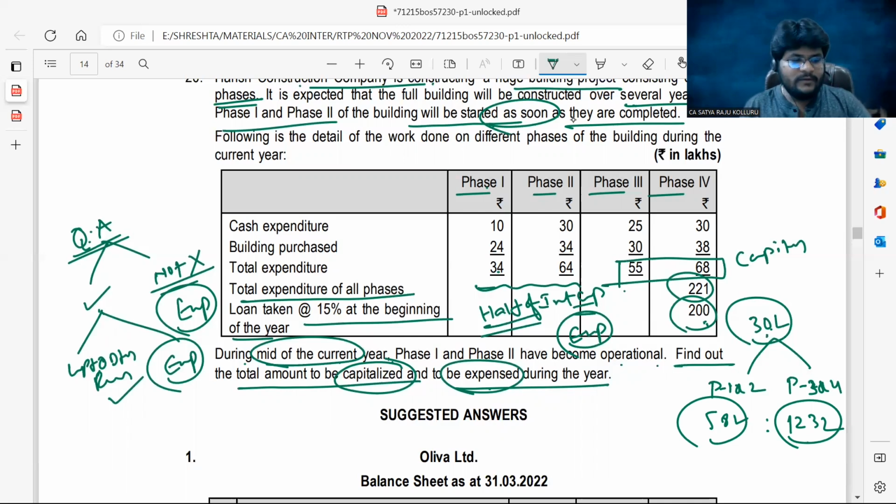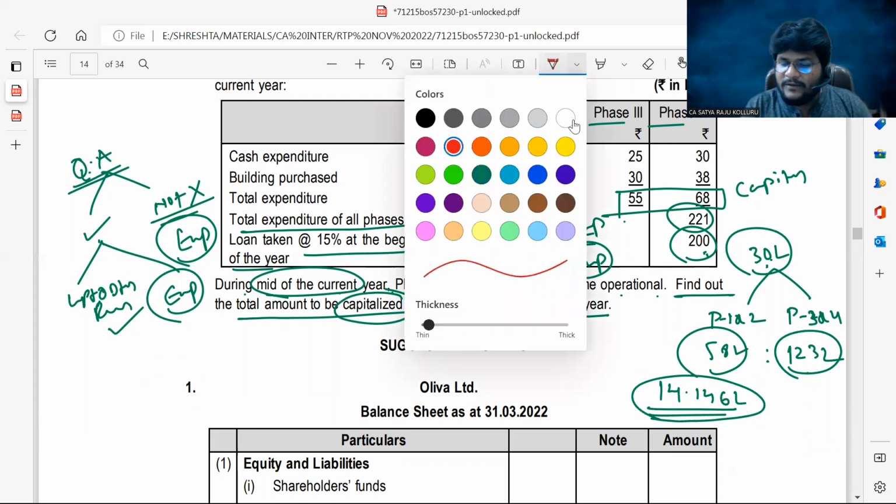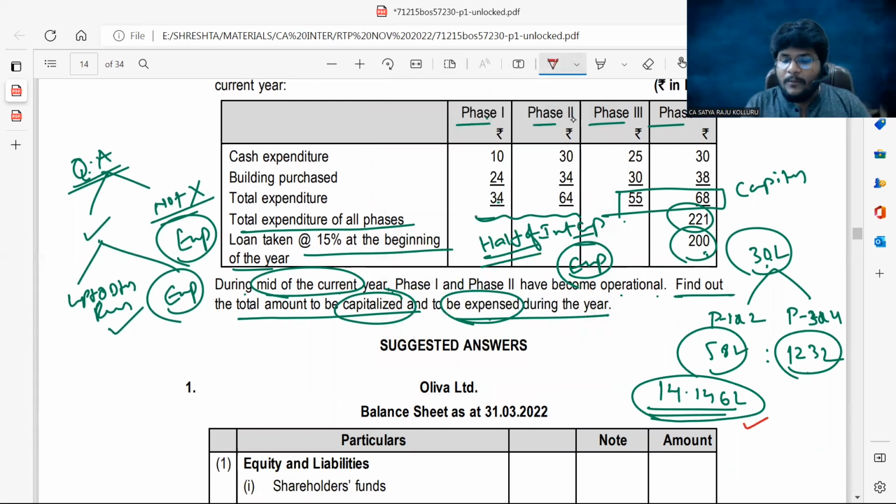30 lakhs interest expense. Now, 30 lakhs into 58 divided by 123. This is 14.146 lakhs for phase 1 and 2. For phase 1 and 2, the total interest expense is 14.146 lakhs. Guys, this is for the entire 12 months. But of the interest expenses, only part needs to be capitalized, the remaining off should be transferred to P&L. Out of this, 50% is capitalized. Remaining 50% is transferred to P&L.